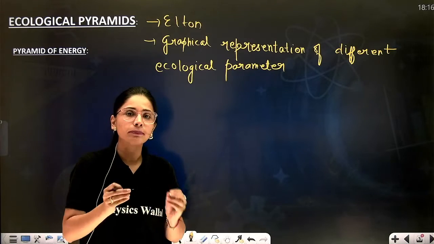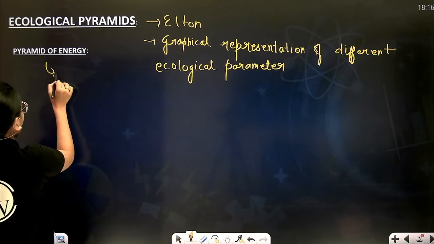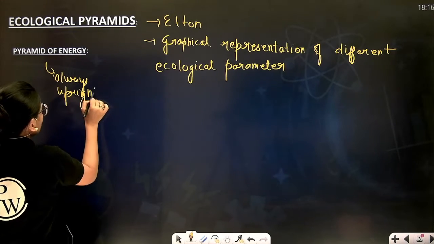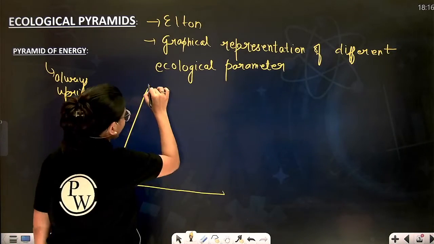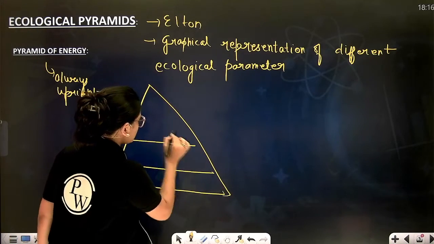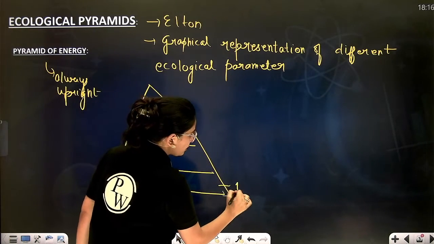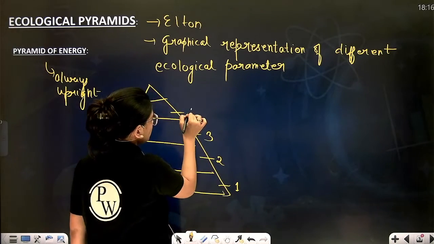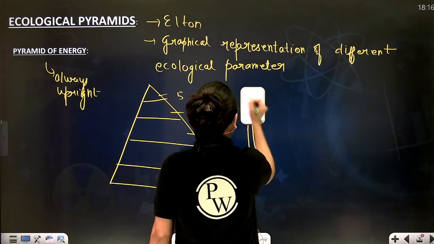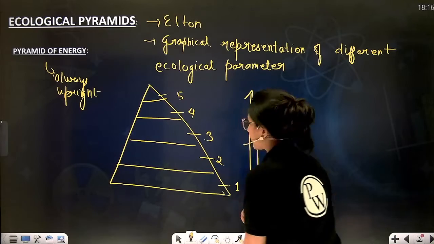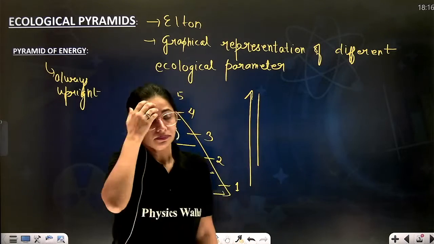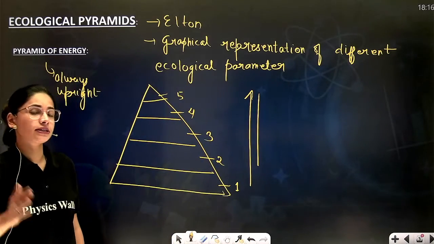First, we are going to talk about the pyramid of energy, which is always upright. Upright means beta, the pyramid is going to have a broader base and a narrower apex. So each level represents a different trophic level. So this is the first trophic level, second trophic level, third, fourth and fifth. Now you know, as we go higher in the food chain from first trophic level to last trophic level, the amount of energy keeps on decreasing by 10%.